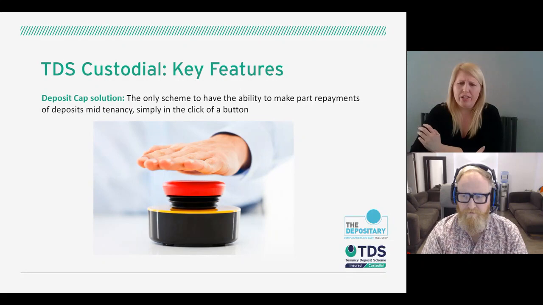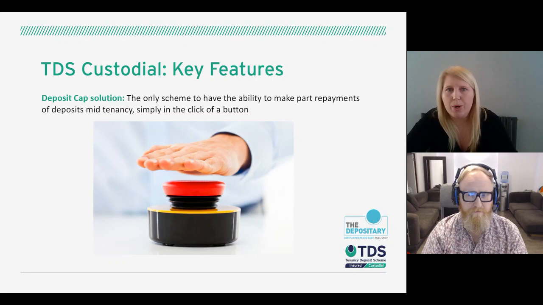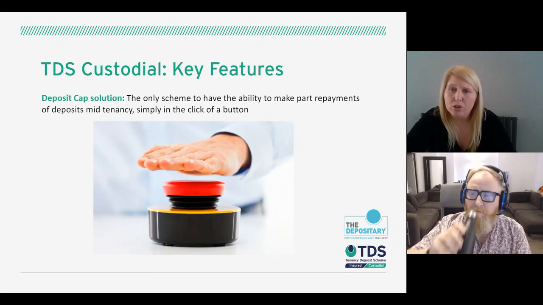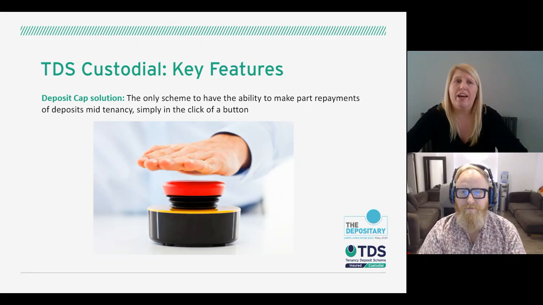So again, there's no strenuous filling out of lots of different spreadsheets or initiating things in the background. Again, it's a one-click solution. Tell us what the new deposit amount is, and that triggers an automatic BACS payment to the tenant, returning any surplus deposit to them. So again, it's really easy, helping you to comply with that legislation and making sure you've got no slip-ups on it.